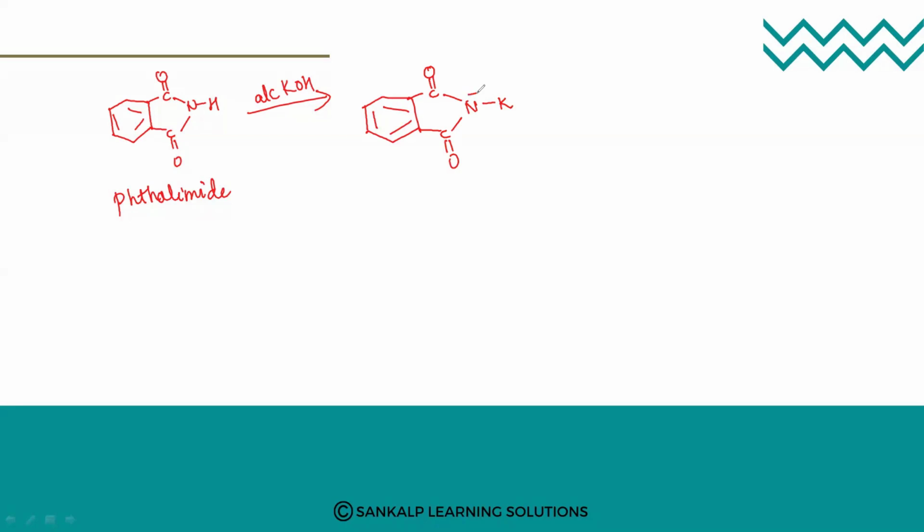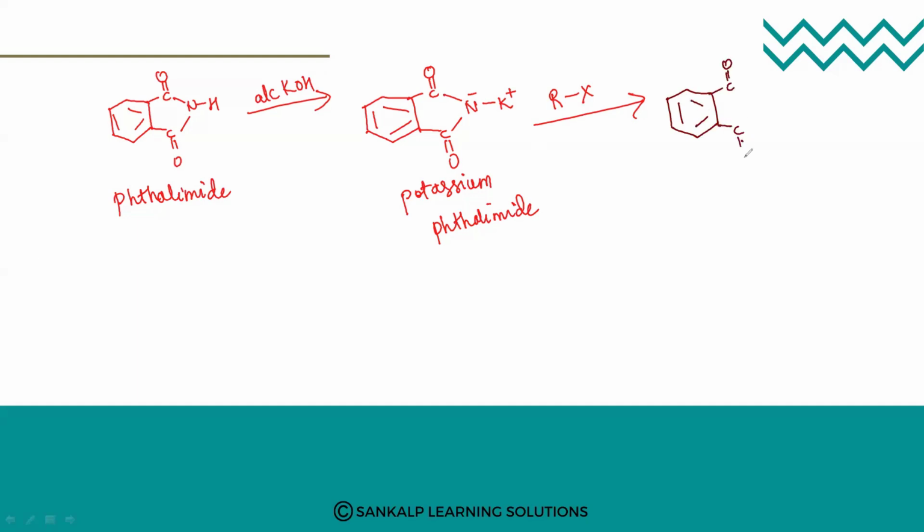So this will be N minus, this will be K plus. So this will be potassium phthalimide. Now further we are going to treat it with the alkyl halide, and what we are going to get? C double bond O, C double bond O, and N and R.